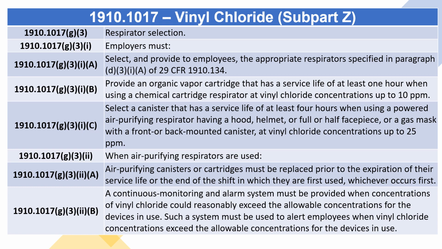1910.1017(g)(3)(ii). When air purifying respirators are used: (A) Air purifying canisters or cartridges must be replaced prior to the expiration of their service life or the end of the shift in which they are first used, whichever occurs first. (B) A continuous monitoring and alarm system must be provided when concentrations of vinyl chloride could reasonably exceed the allowable concentrations for the devices in use. Such a system must be used to alert employees when vinyl chloride concentrations exceed the allowable concentrations for the devices in use.